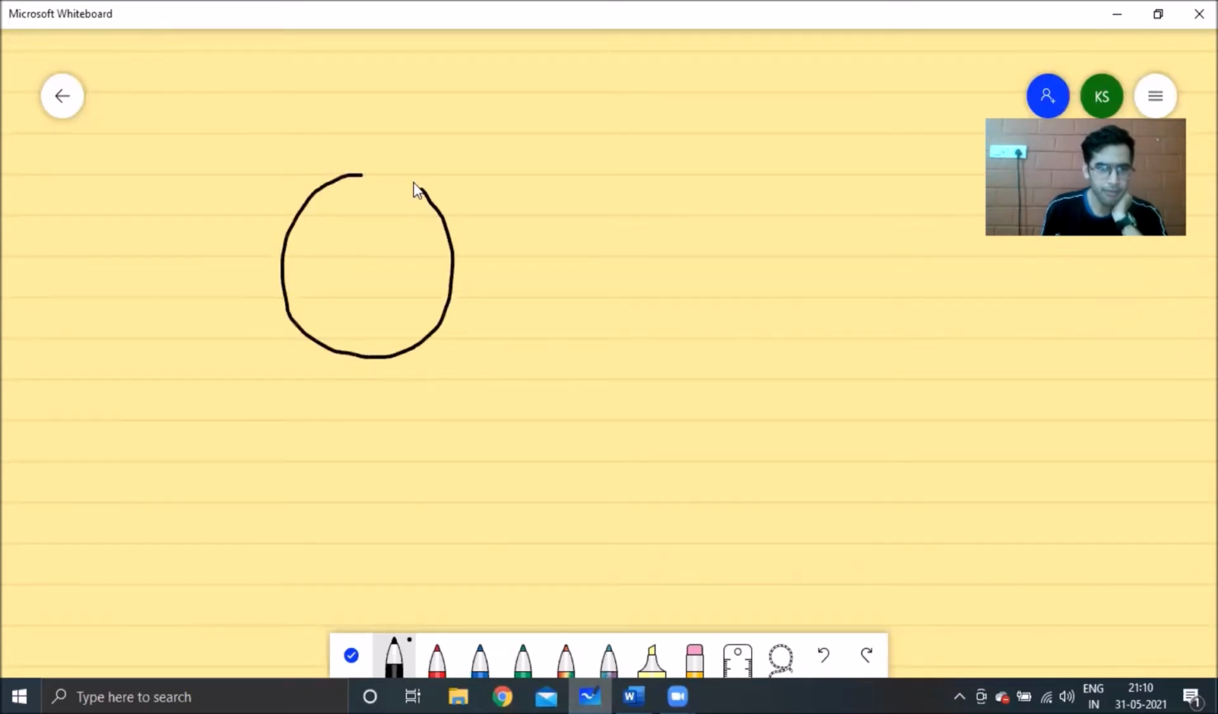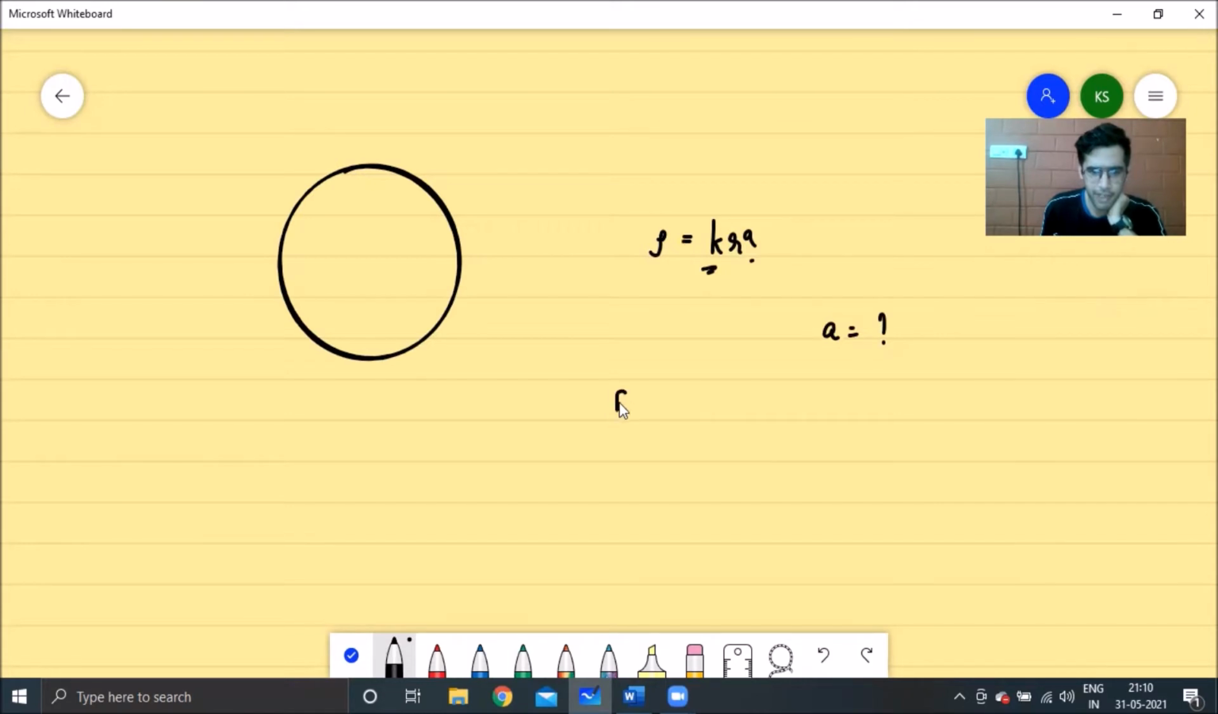So we have a sphere, right? And the charge is non-uniformly distributed in the sphere, and your charge density is given according to the relation rho is equal to kr per a, right? And we need to find out what this value of a is such that your electric field at r is equal to R by 2 is equal to 1 by 8 times the electric field at r is equal to R, right? So we'll just try to use this condition which is given over here.